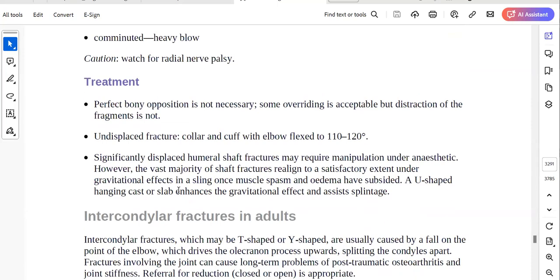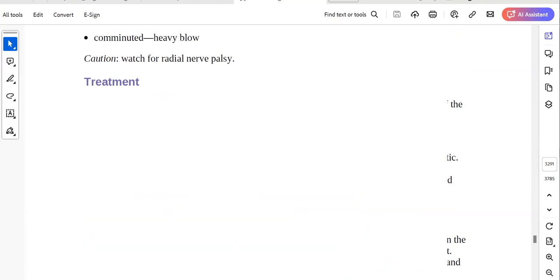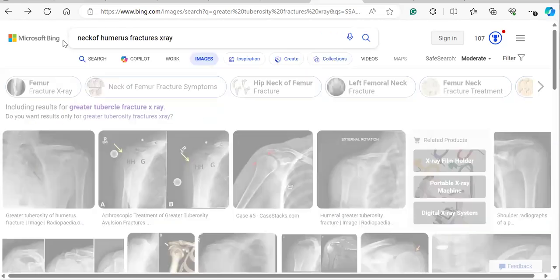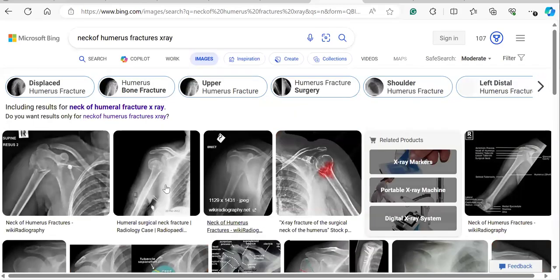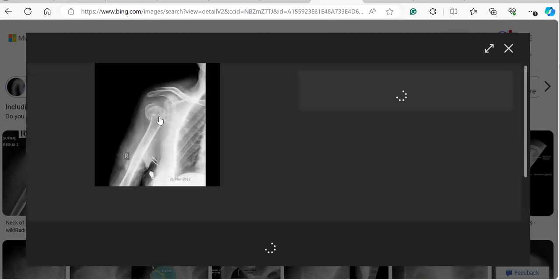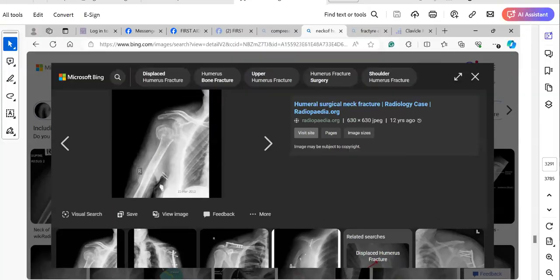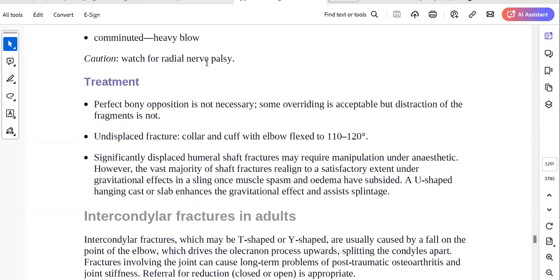And for surgical neck of the humerus fracture, if I show you a picture, then you would understand. You can see that this is the neck of the humerus fracture. With a neck of the humerus fracture, the problem that can happen is that the radial nerve can get injured. So watch for any radial nerve palsy in such a patient.